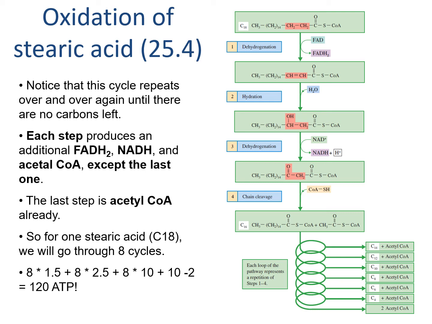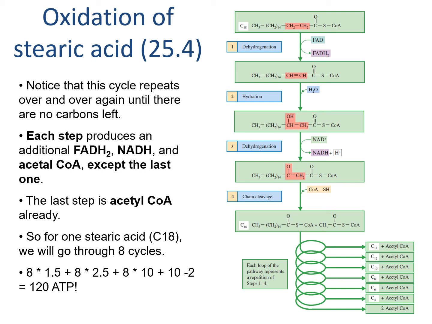8 beta oxidations, which are each worth 14 ATP apiece, plus 1 extra acetyl CoA worth 10 ATP, minus 2 ATP for the activation step, gives us a total of 120 ATP. So a different way of looking at that same calculation.